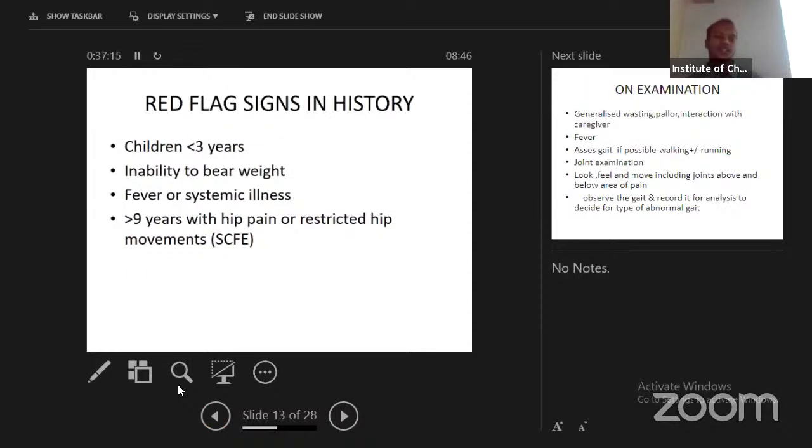Red flag signs in the history. Children less than 3 years, if presenting with limping, the diagnosis of septic arthritis should be kept in mind if it is presenting along with fever. Sudden inability to bear weight is also another red flag sign. Fever or systemic illness should also be kept in mind. In a child more than 9 years presenting with hip pain or restricted hip movements, slipped capital femoral epiphysis should be ruled out.